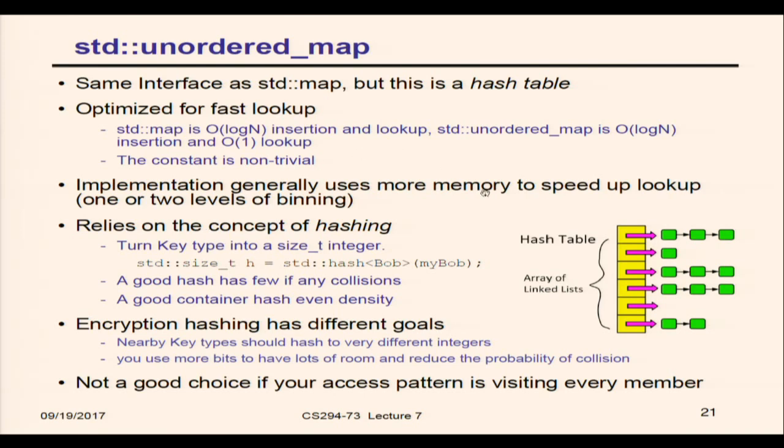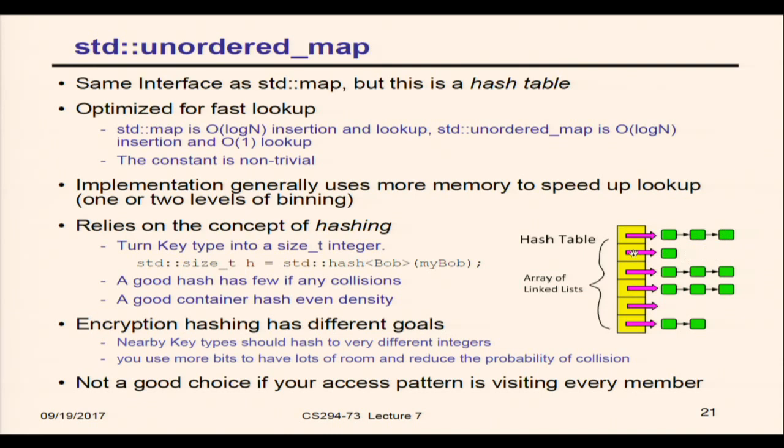It has a more elaborate way of doing faster lookups. It kind of combines this with binning. You'll see an example of binning in the next slide. And it relies on the concept of hashing. It turns a key type into an integer in a way that has few, if any, collisions. So if you have a key type, strings, whatever, you have a hash function that turns that into an integer, and then it's going to index into an array of linked lists, into a vector of linked lists. Few collisions says that when you index into this, you will mostly get a unique value. Occasionally you'll get more than one.